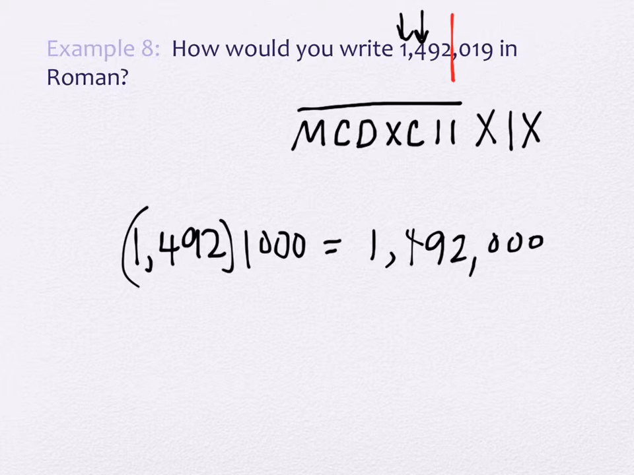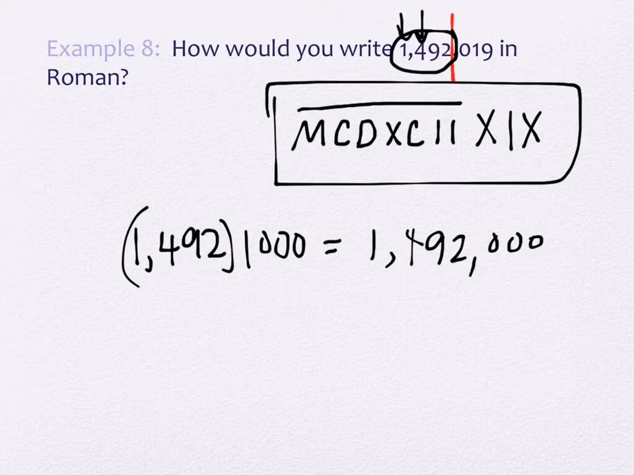Do you only do a line over the first half? Yes. Only the line over the part that came before the comma. Why? Because I didn't actually multiply the 19 at the end by 1,000. It's just 19. So only the part that's multiplied by 1,000, basically only the part that's in the thousands place, gets the bar over it. All of this is in the thousands place because the 2 is in the thousands place. So we end up with this numeral.